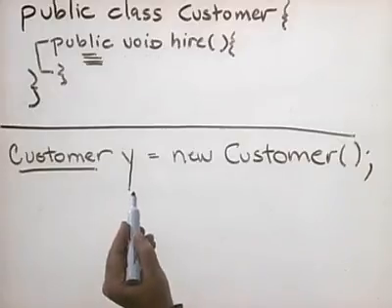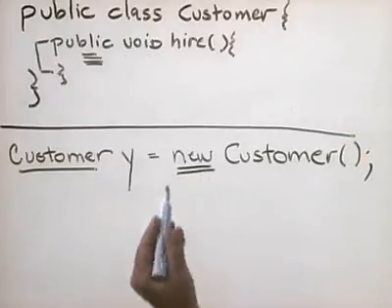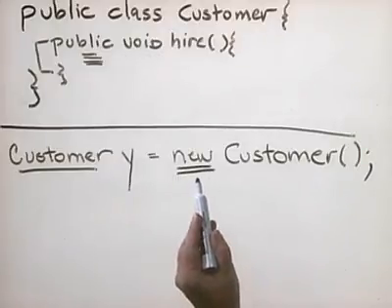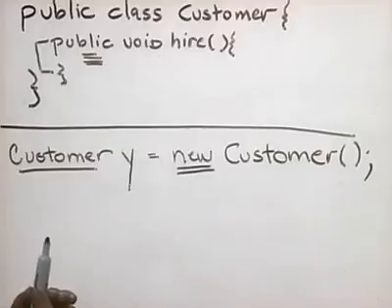Y is a reference variable. It's of type customer. The new keyword is actually what creates a new instance of the customer object on the heap. Now this is declaring Y and instantiating a customer object in one line. Take a look at an alternative way to do that.